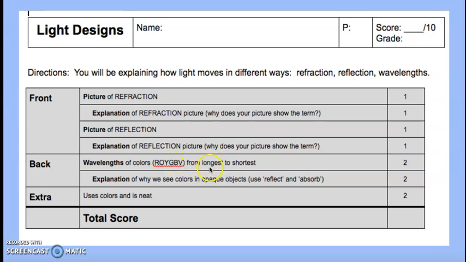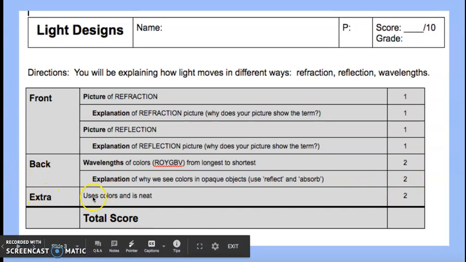On the back, your wavelengths with color, ROYGBV, from longest to shortest, 2 points. Explanation of why we see colors in opaque objects, 2 points, and using color and your work is neat so that your science teacher can read everything you write and grade it accurately. That is 2 points. Okay? All right, let's get started.